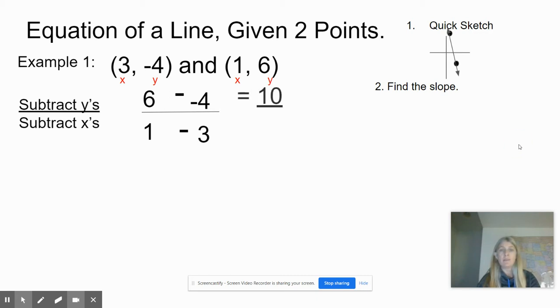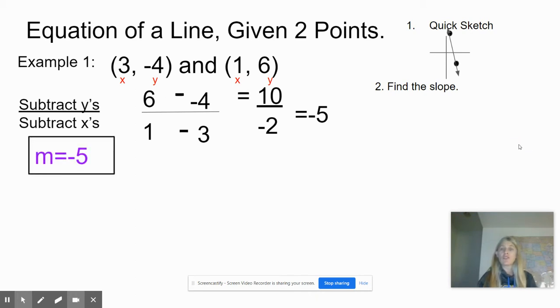Now I'm going to simplify this. 6 minus -4 is 10, and 1 minus 3 is -2. Please use your calculator if you sometimes get the wrong answer when adding and subtracting integers. We're now going to finish that up. 10 divided by -2 is -5. Once again, use your calculator. So now we have our slope, which is our m, of -5. We know that from one of these points to the other, we drop down 5 and move 1 to the right.